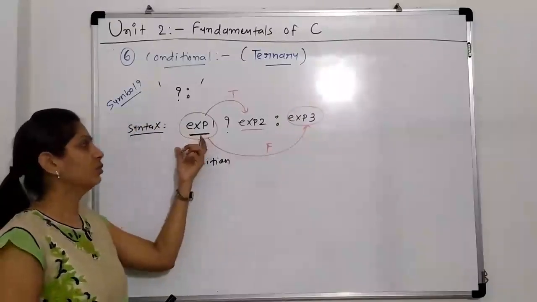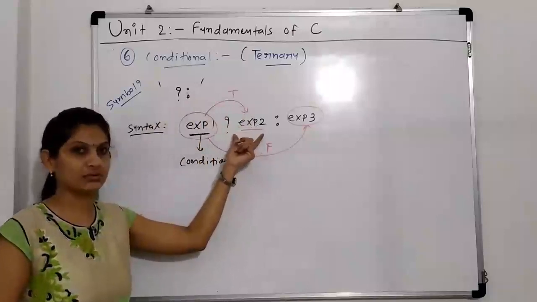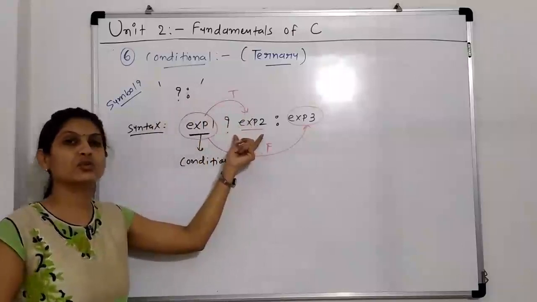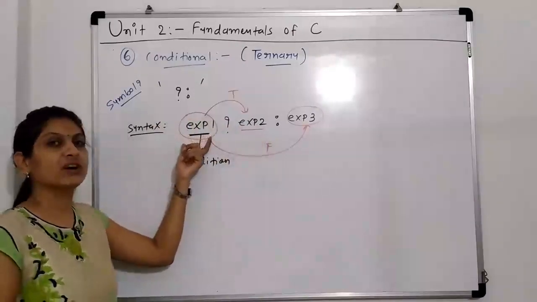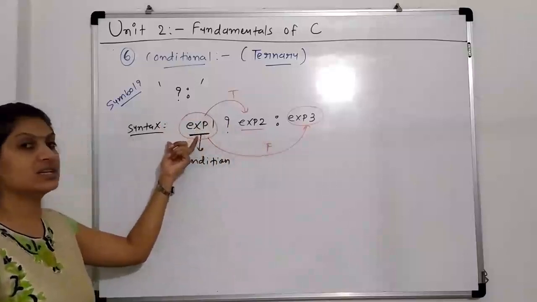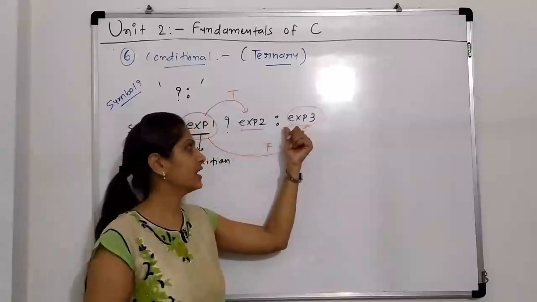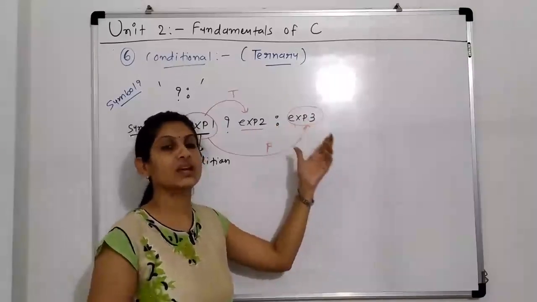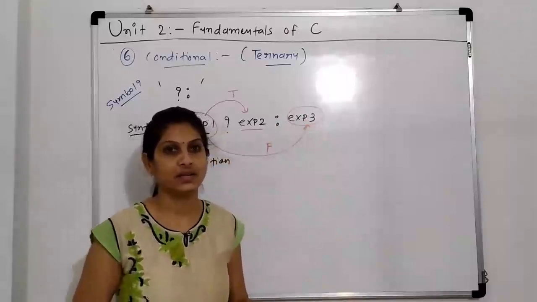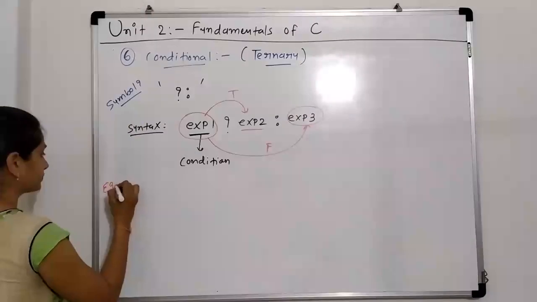If it is true, then the part after the question mark is executed, that is expression 2 becomes our answer. But suppose expression 1 is false, the condition is false, then directly jump to the part after the colon sign, expression 3, which becomes our answer. Clear? Now let us start with one simple example.